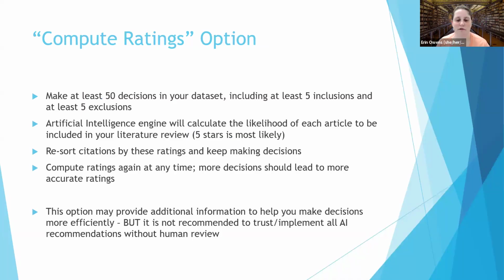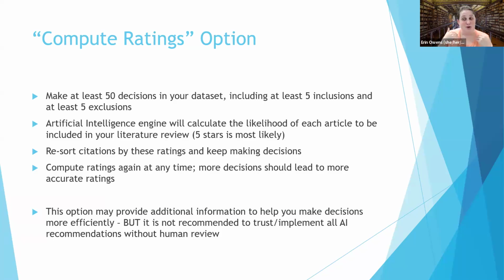Now I want to go through a few other features that Rayyan has that are optional, but things to be aware of. After you have made at least 50 decisions, with at least 5 include and 5 exclude, you can use their artificial intelligence tool. It will go through and calculate the likelihood of each article meeting your criteria and being included. You could choose to resort the citations by those ratings and then keep making decisions. Maybe that just helps your brain move a little faster if it's already telling you that this one's highly likely to be included and you can kind of reassess it more quickly.